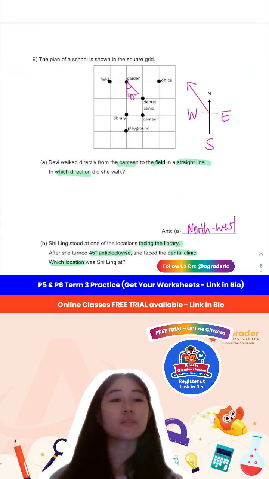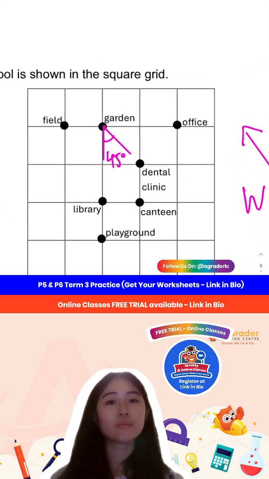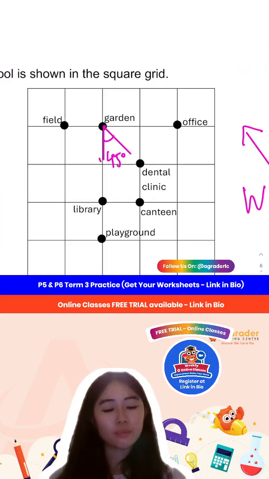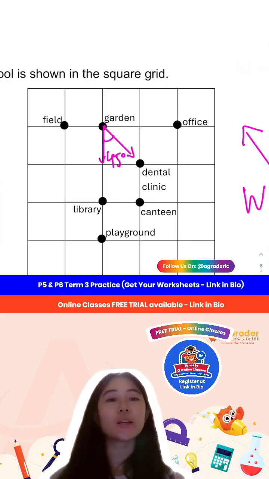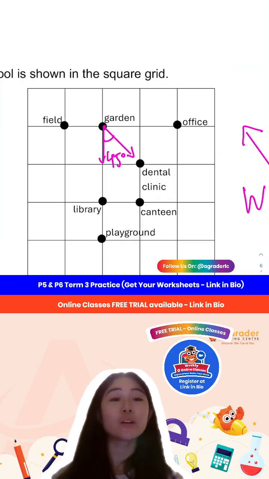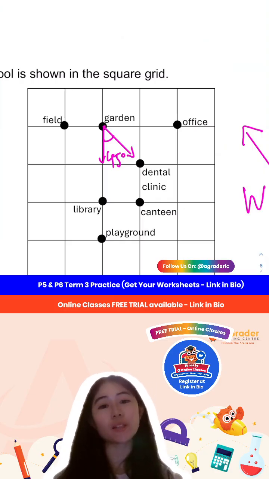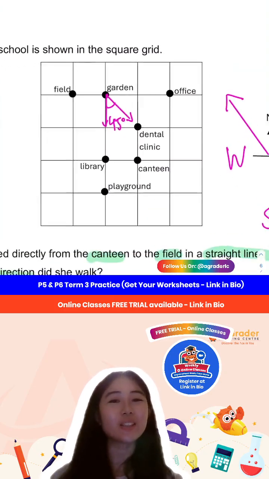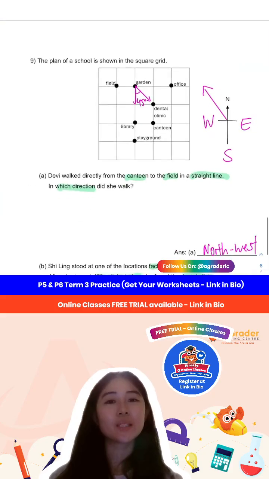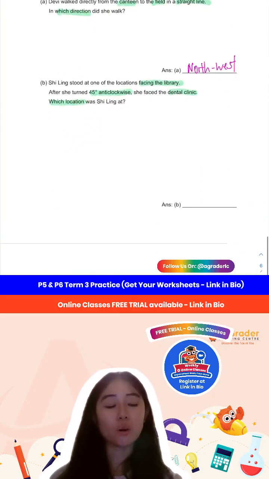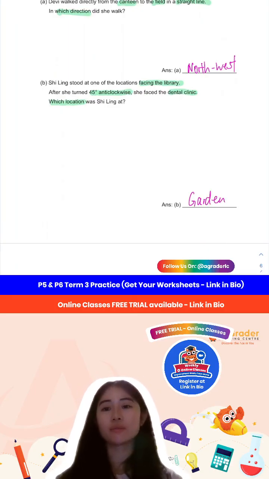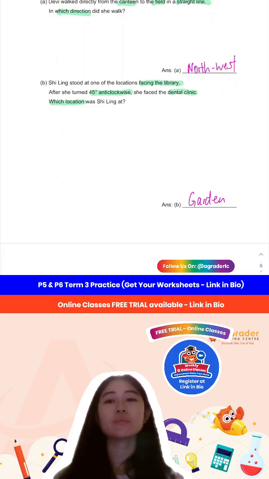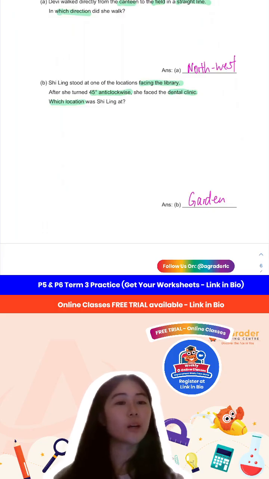What do y'all think? Can y'all see? From the library to the dental clinic, is it 45 degrees anti-clockwise? It is, right? It's exactly 45 degrees anti-clockwise. Yeah, so that's it. Your answer is garden. Okay? Garden is the answer for part B. Garden. Everybody okay?